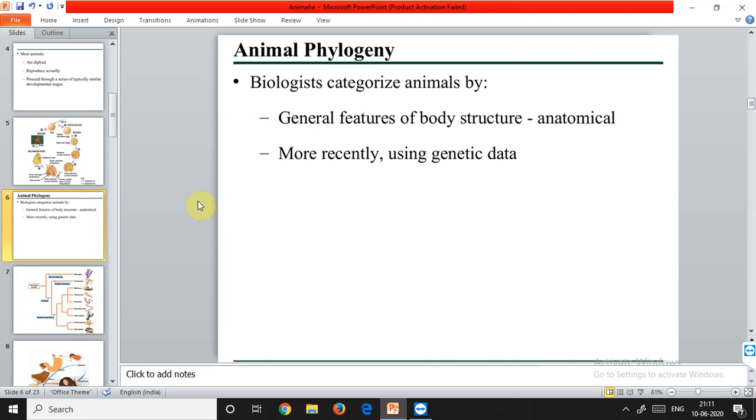First of all, what is phylogeny? Phylogeny is the study of relationships among different groups of organisms and their evolutionary development. So phylogeny talks about how different organisms are related to each other and how the simple ones change to the advanced ones. And phylogeny attempts to trace the evolutionary history of all life on the planet.